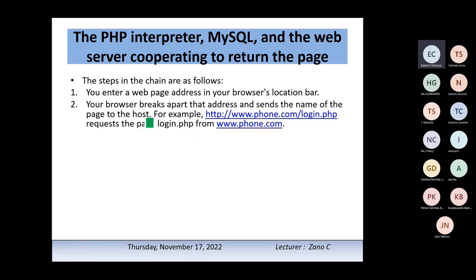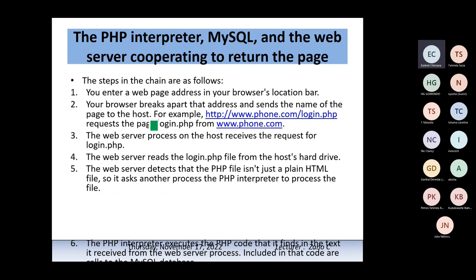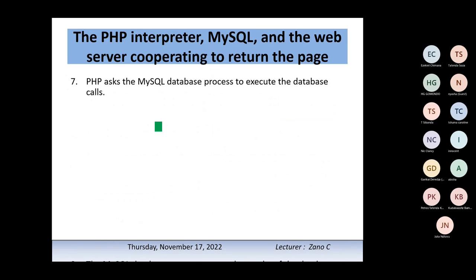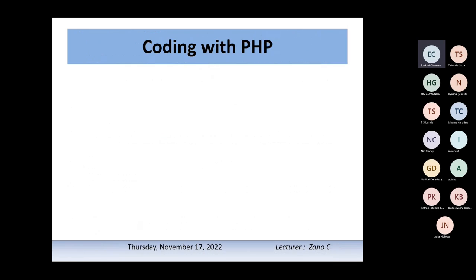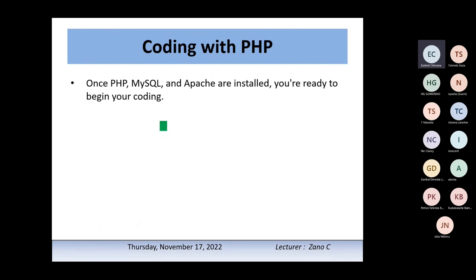So these are the steps that we'll be following. Coding with PHP. Once PHP, MySQL, and Apache are installed, you are ready to begin your coding. I think earlier I said that if you just try to run the PHP code without the Apache server, you are going to run into a problem. You need the Apache server for you to run the PHP code.